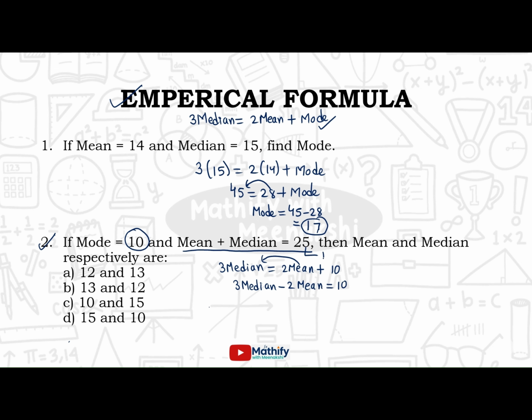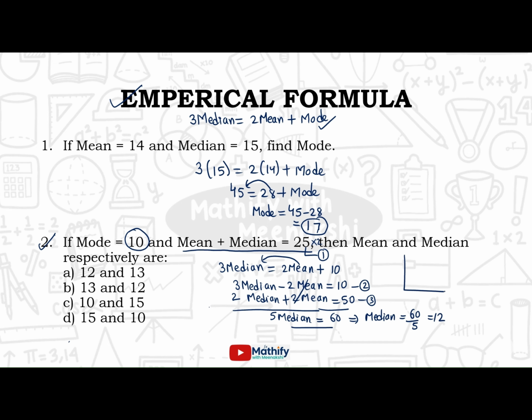Now this is our first equation and this is our second equation, but we'll change this just to make the coefficients additive inverses. So I will multiply this with 2. So what I will get: twice of mean plus twice of median is equal to 50. Now if I add this second and third equation, just simply cut this. That means 5 median is equal to 60. That means your median is 60 by 5, you can say 12. Now your median is 12.